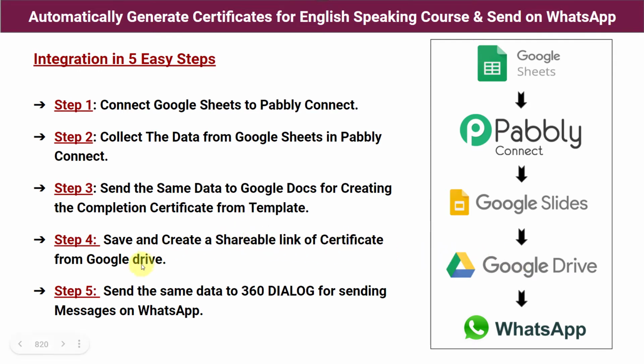Alright. Step 5 is send the same data to 360 Dialog for sending messages on WhatsApp. So in the final step, we are going to deliver a message on WhatsApp to our students with the attached certificate, and to do that we are going to use another application called 360 Dialog. So I'll tell you what 360 Dialog is later on in the video. First of all, let's jump back to our step 1 and open Pabbly Connect.